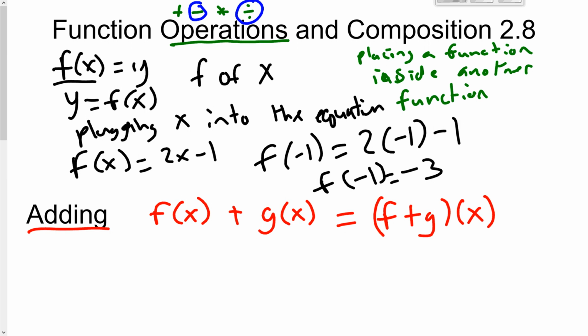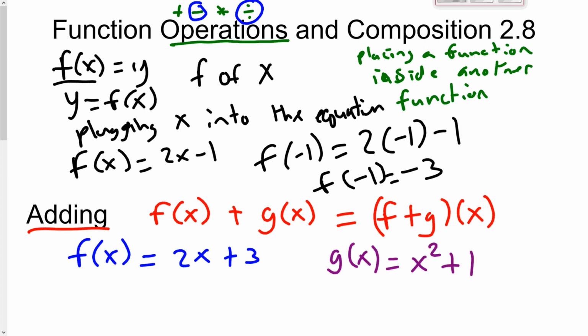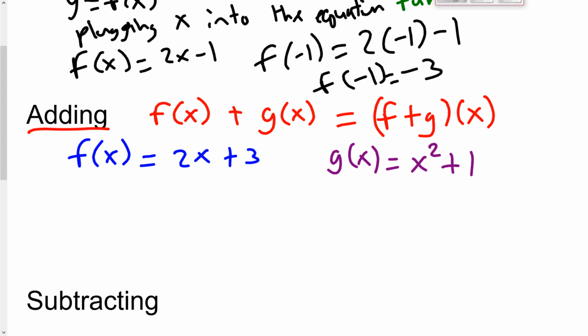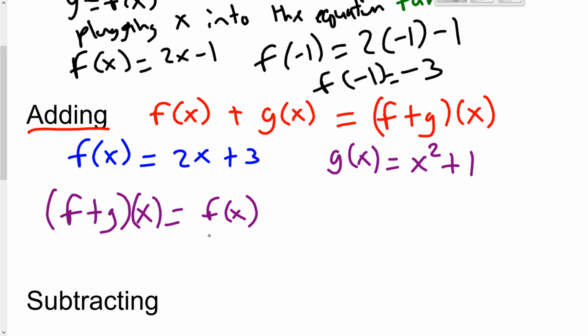So let's go ahead and give two functions, and then let's add them. Here are my two functions. f of x is 2x plus 3, and g of x is x squared plus 1. So we're going to add f plus g of x. What that means is I'm taking f of x, and we're going to add g of x. Here's my g of x there.